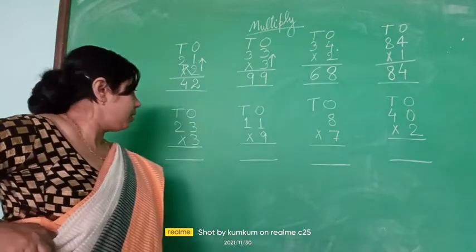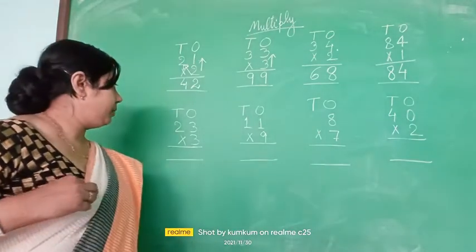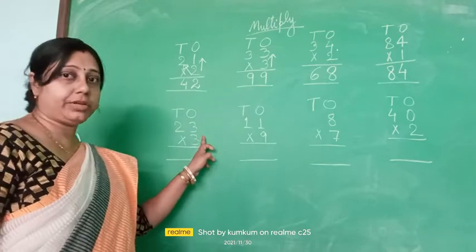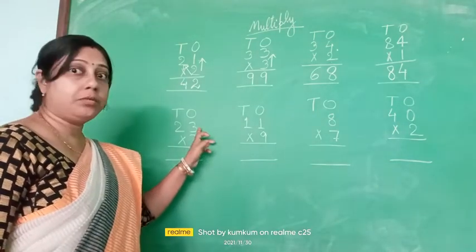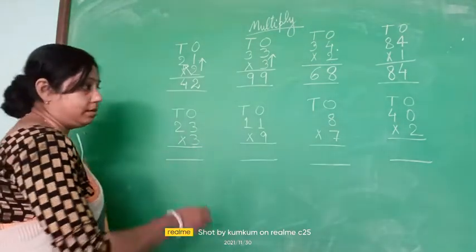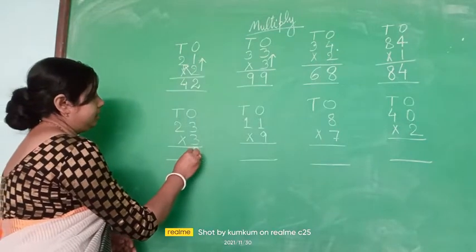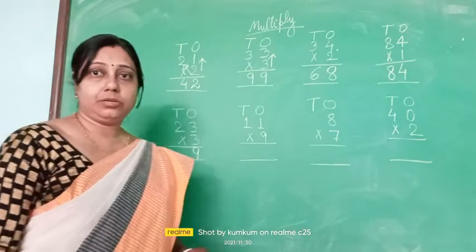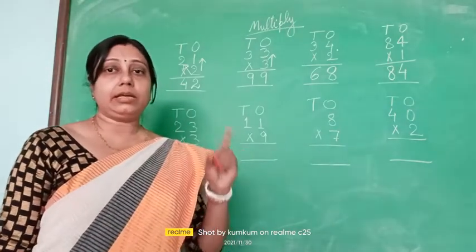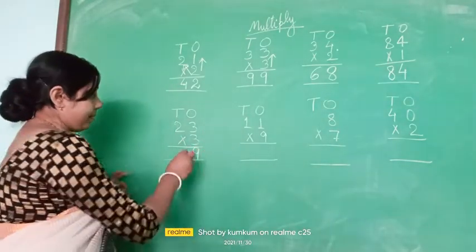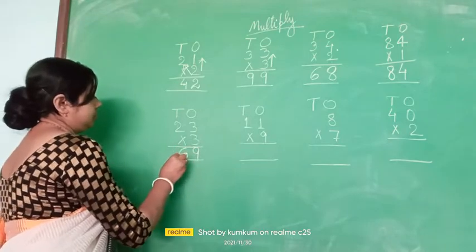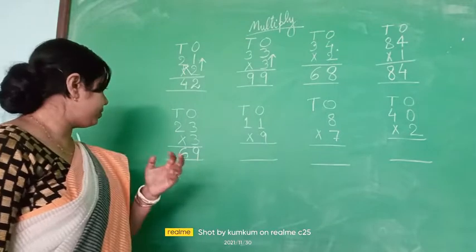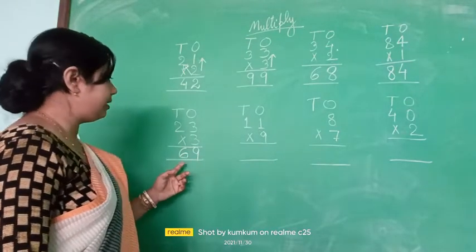Now next, 23 multiplied by 3. So we will count the table of 3. 3 threes are how much? 3 threes are 9. Now we will count the table of 3 until 2 is coming. So 3 ones are 3, 3 twos are 6. So the answer is 69. So 23 multiplied by 3, the answer is 69.